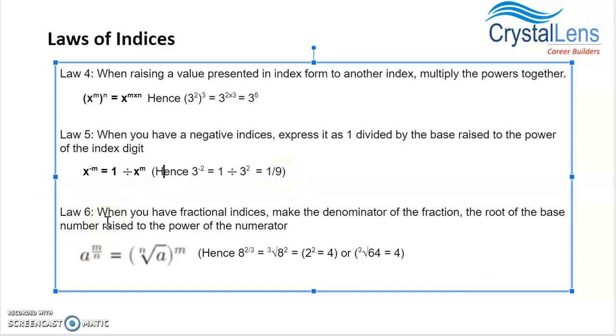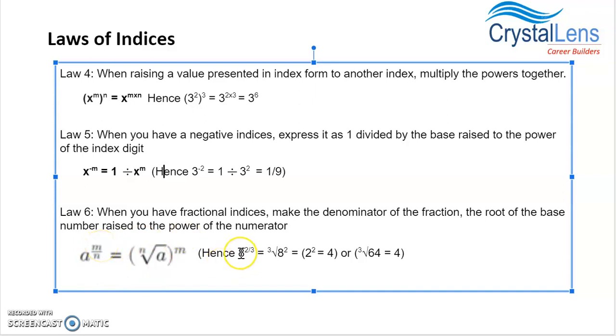And then the last law says, when you have fractional indices, make the denominator of the fraction the root of the base number raised to the power of the numerator. This is a little bit more complicated, but you will understand it better with an example. So this says a raised to power m over n. This is a fraction, right? So what do you have to do? m is the numerator, the number on top of the fraction, and n is the denominator. So you're going to say the nth root of a, all raised to power the numerator, which is m.